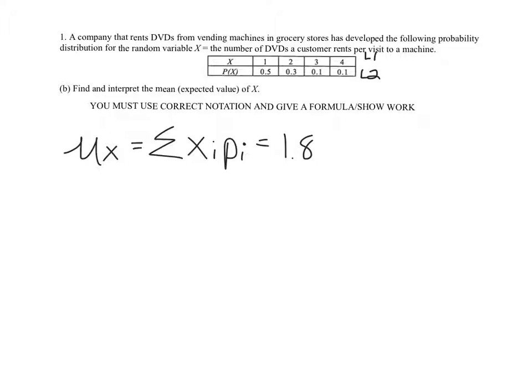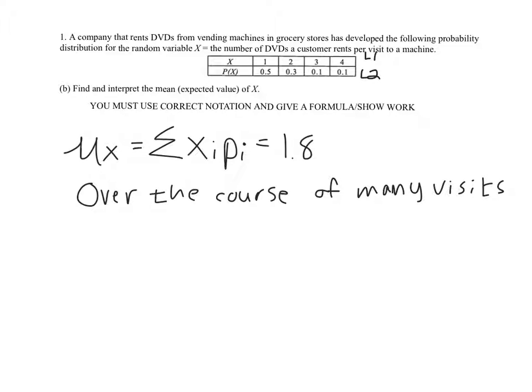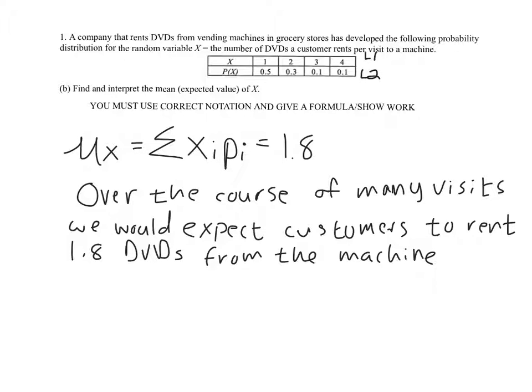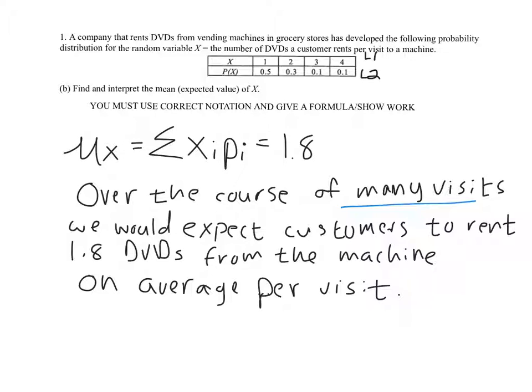So in this case, it would mean, we would start with over the course of many visits, we would expect customers to rent 1.8 DVDs from the machine on average per visit. And that interpretation hits all of my key things. We're talking about over the course of many visits, we would expect customers to rent the 1.8 DVDs from the machine on average per visit. And then we have our context as the machine and the visits.